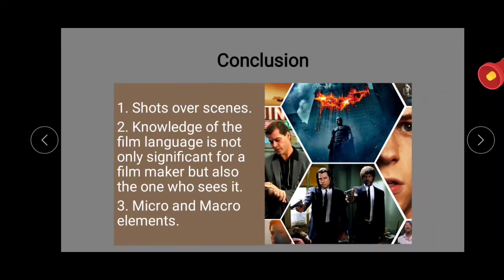The reason why audience is the macro element of the film is because a movie is made for the audience. Everything depends on the audience. The language, the genre, the music, etc. Therefore, the audience are considered as a macro element of film language.